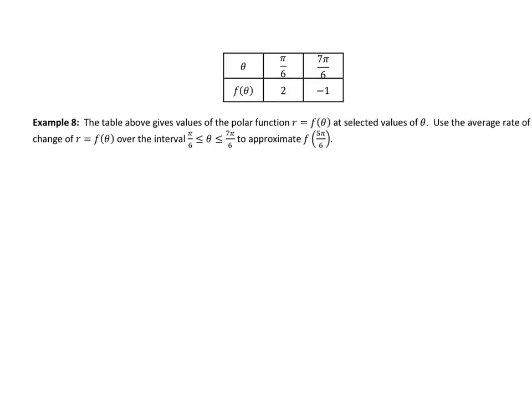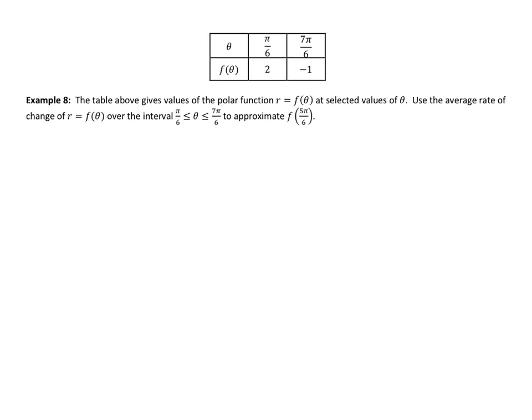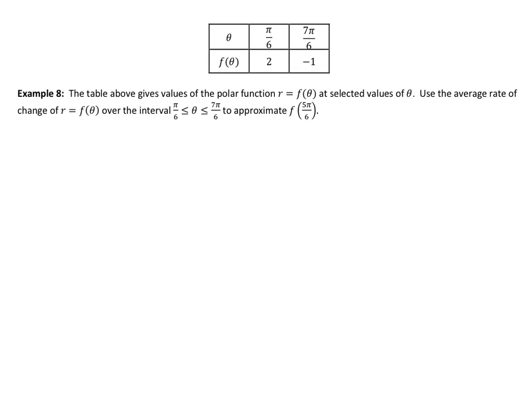It says the table above gives the values of a polar function f of theta at selected values of theta. Use the average rate of change of r equal to f of theta over the interval from pi over 6 to 7 pi over 6 to approximate f of 5 pi over 6. That's a lot. These are going to be used for average rate of change because we want to know the average rate of change in that interval. That's going to be used just like we did for average rate of change a second ago. This is going to be the function we are looking for. This is like your x, or this is like the theta that we care about.